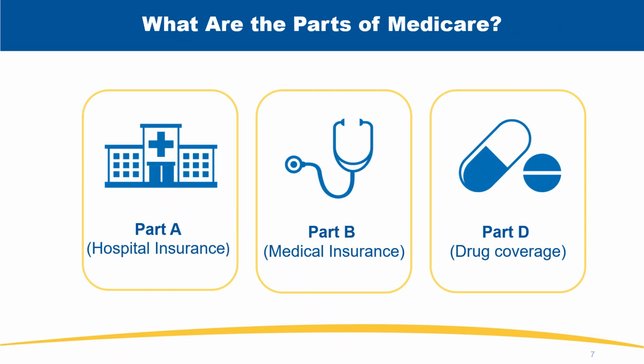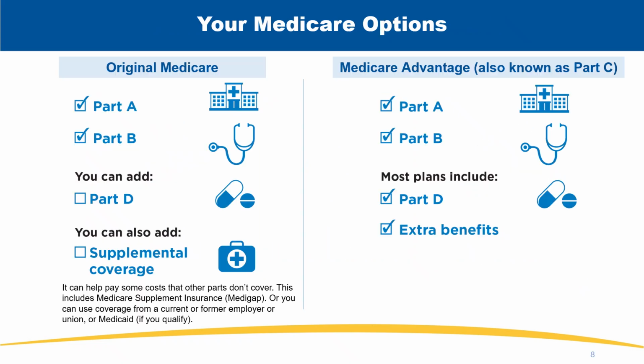What are the parts of Medicare? You have Part A, hospital insurance, Part B, medical insurance, and Part D, drug coverage. Your Medicare options. You have Original Medicare, Parts A and B, hospital and medical. You can add on a Part D plan, which will cover your drugs. You can also add supplemental coverage, also known as Medigap.